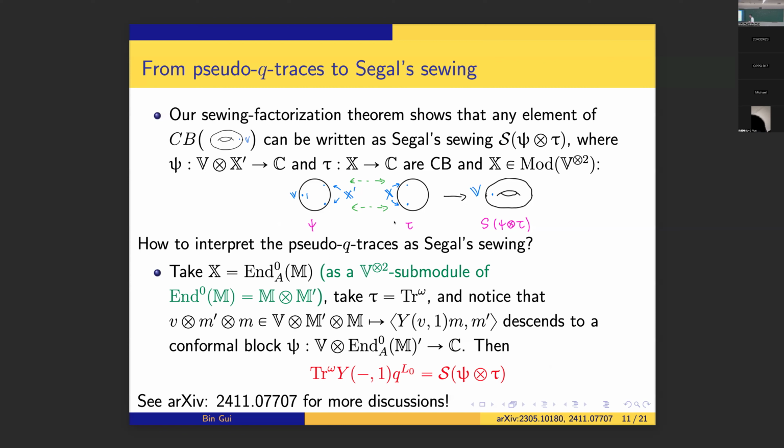Recall that in order to define the pseudo Q trace, I have an associated algebra A, which is a subalgebra of N V zero N, right? And I assume that N is projective as a right A module. Now I want to get a V tensor V module X. I just define X to be the N A zero N, because at least it's obvious that it is a subspace of N tensor N prime, right? And N tensor N prime is a V tensor V module. And using the fact that this N A zero N commutes with the action of A, you can show that it is invariant under the action of V tensor V, so you can show that this is a V tensor V submodule of N tensor N prime. So you can just say X to be this algebra, but now I view it not as an algebra but as a V tensor V module.